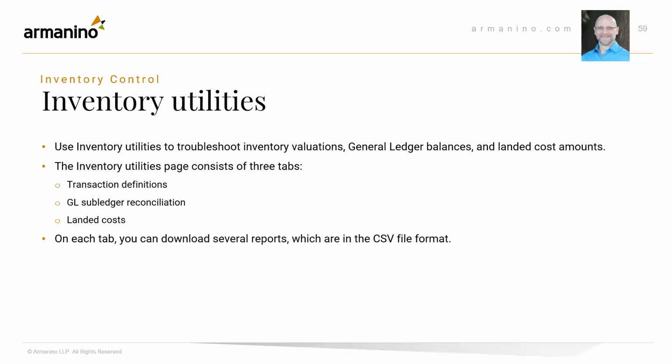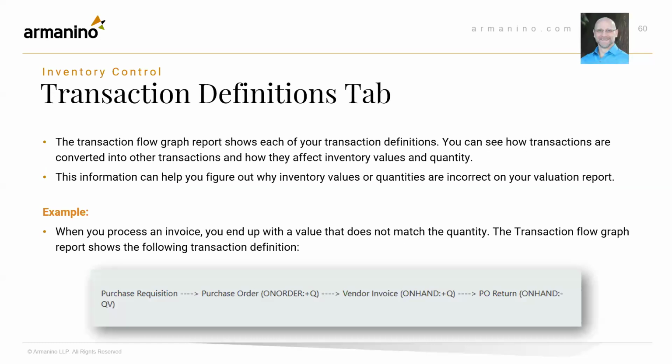utilities consist of 3 tabs. There's the transaction definitions tab, the GL subledger reconciliation tab, and the landed cost tab. And basically what it means is each one of those tabs has several reports that you can download into CSV. And so I'm going to fast forward through most of this because, again, you'll get this deck.